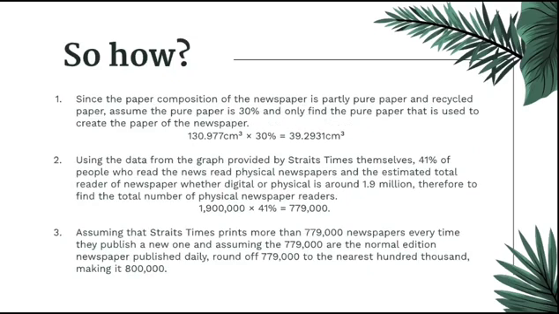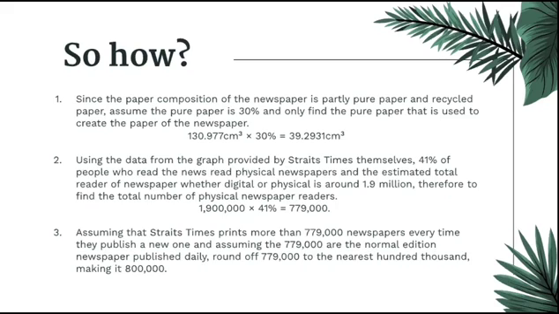Since the paper composition of the newspaper is partly pure paper and recycled paper, assume the pure paper is 30%, and only find the pure paper that is used to create the paper of the newspaper. The equation will be 130.977 cm cubed times 30% equals 39.2931 cm cubed.